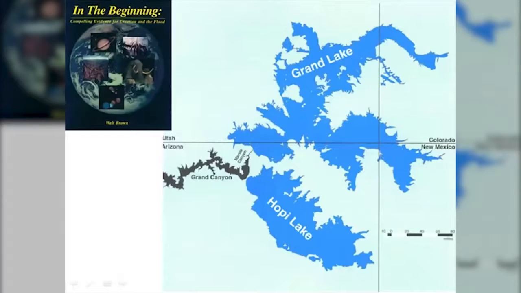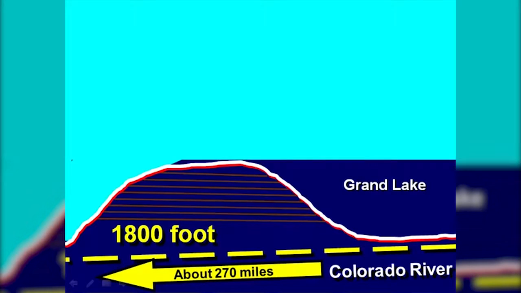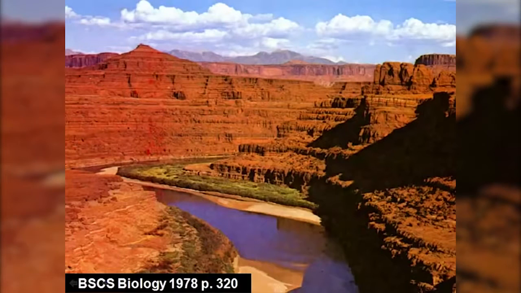In fact, right after the flood of Noah's day, there used to be two huge lakes there, Grand Lake and Hopi Lake. The lakes are long gone, but the beaches are still there. You can still see the beach line. They got too full, went over the top, and washed out that canyon relatively quickly. That canyon is a washed out spillway. So no, it did not take millions of years for the Grand Canyon to form. It formed quickly, just after the flood.